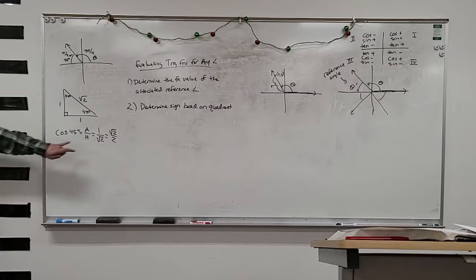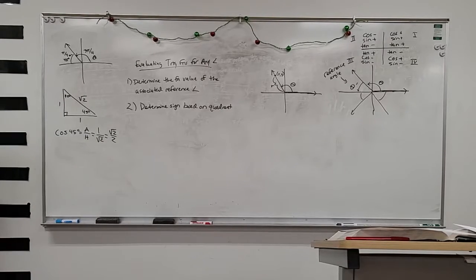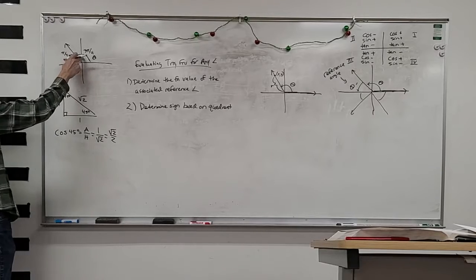Did I lose anybody when I went from here to here? You guys remember how we did that? Let's multiply top and bottom by square root of 2. So that's the cosine of 45 degrees, but we're not finding the cosine of 45 degrees, we're finding the cosine of 3 pi over 4.